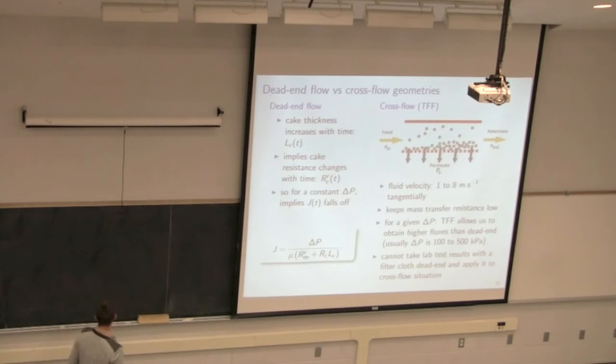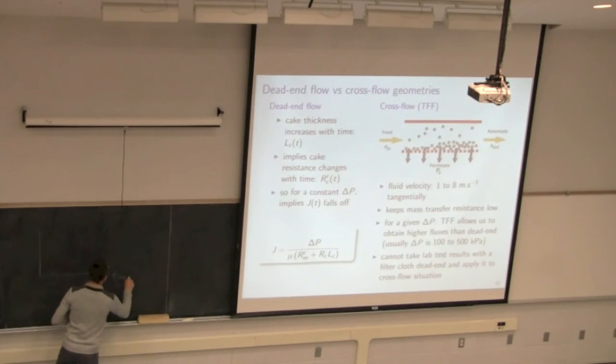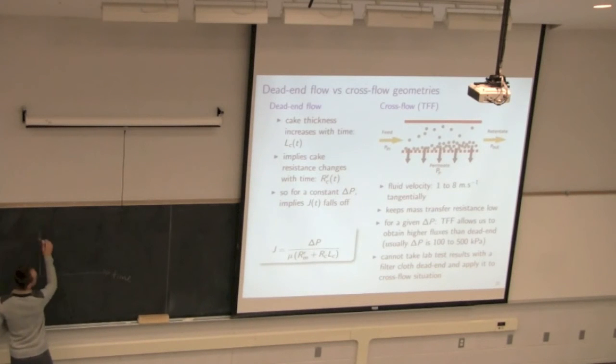So if we had plotted J as a function of time, what we'll find is for this dead end flow, we quickly drop down as that cake builds up. So this is J as a function of time for dead end flow.